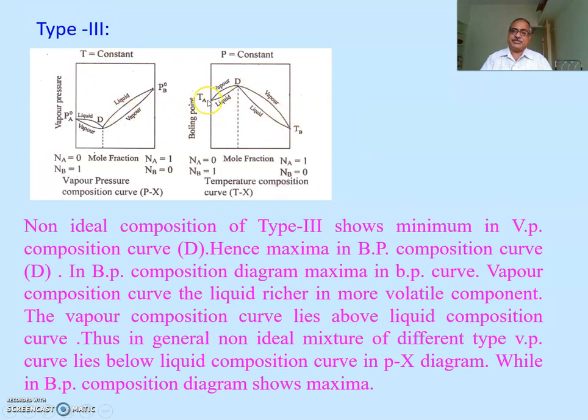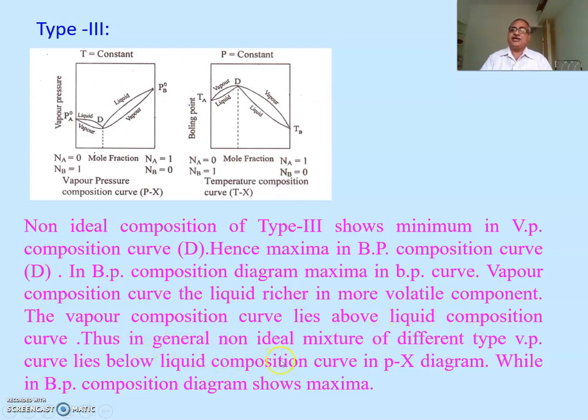Type third shows a negative deviation from ideal behavior in the vapor pressure curve, and a positive deviation in the boiling point curve. A non-ideal mixture of type third shows a minimum in the vapor pressure composition curve and a maximum in the boiling point composition curve. In the boiling point composition diagram, with the maxima in the boiling point curve, the vapor is richer in the more volatile component, hence the vapor composition curve lies above the liquid composition curve.